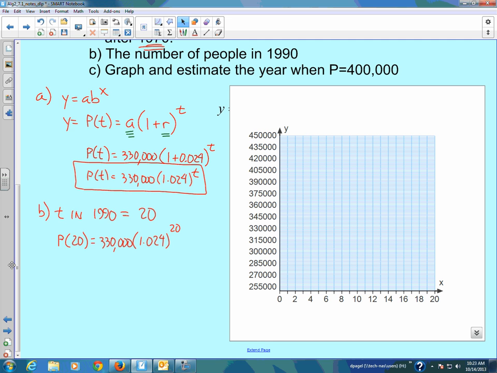Let's see what we get. So we're going to have 1.024 raised to the 20th power. That gives me 1.6069. If I were you, I would just leave the value that's calculated in your calculator. I'm just going to show a rounded value here. That's what 1.024 to the 20th power is.